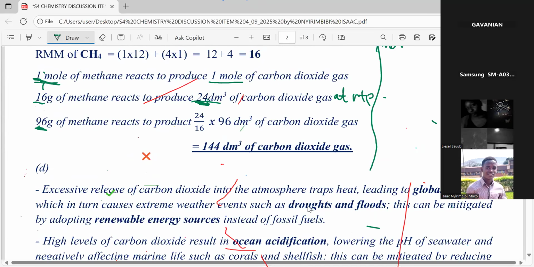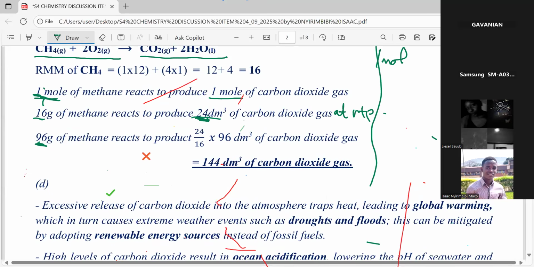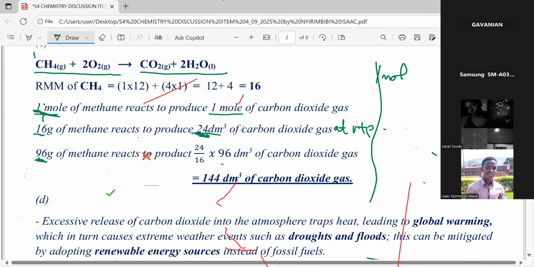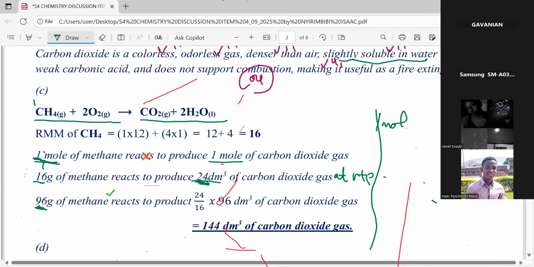Gavania. Excuse me, Master. Yes. I don't know whether I missed it, but I just wanted to know. Carbon dioxide, you said that carbon dioxide is denser than air. But what I know is that carbon dioxide has the smallest percentage.